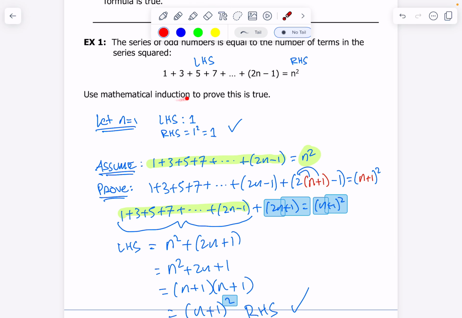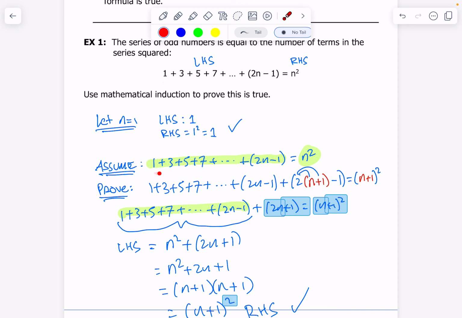Okay, so the way we prove it by induction is that first step up there, we show that the first case is true. So on the left-hand side, the very first term is 1. On the right-hand side, if I plug in 1, 1 squared is also 1. So the right-hand side matches the left-hand side, and that means our formula works, and we can get on the staircase or ladder to start climbing.